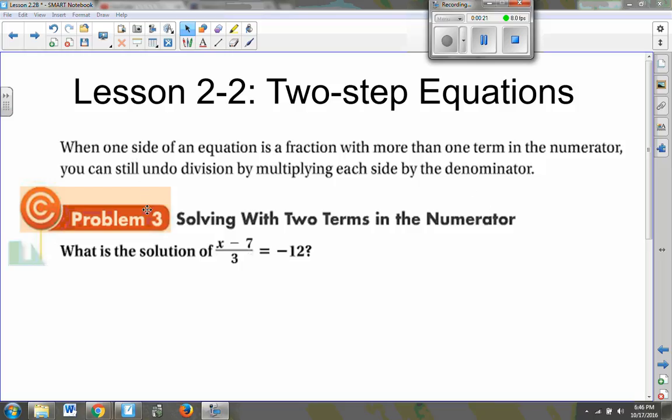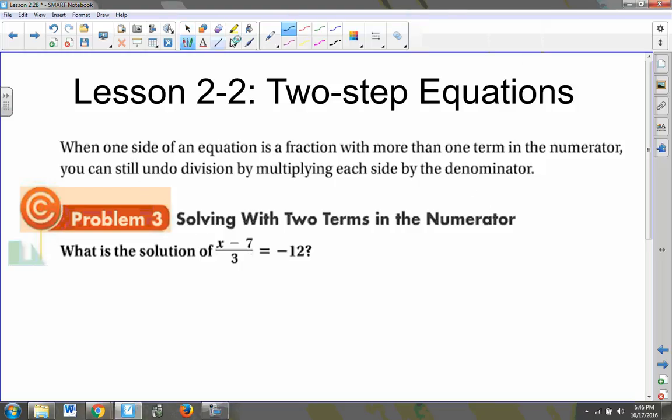So we will start by looking at a specific example here in this problem 3. What we have to notice is that the top of this fraction that's on the left side is what is dealing with our variable here. So our variable is x, and we see x minus 7 on the top of this fraction, and then it's over 3. Like all of that is being divided by 3, and it equals negative 12.